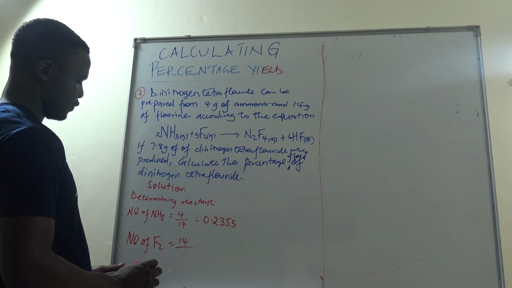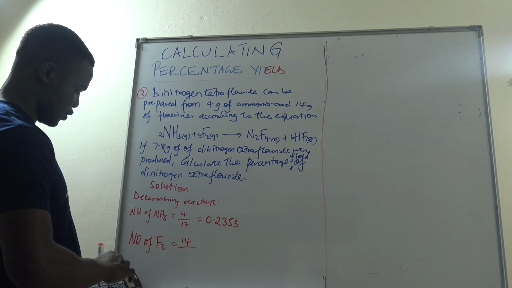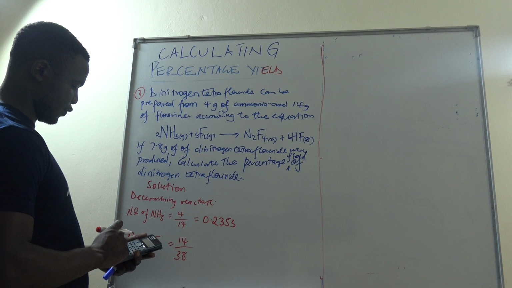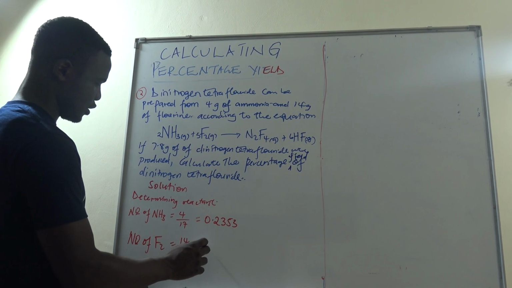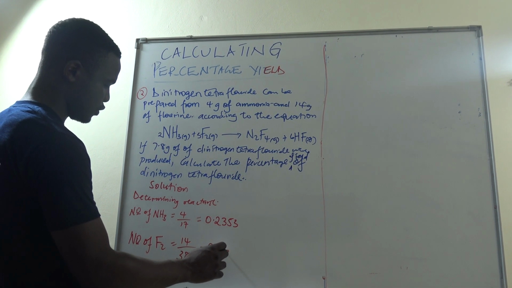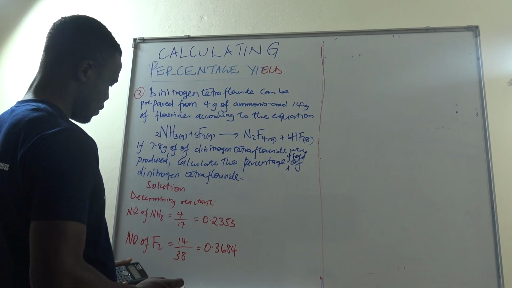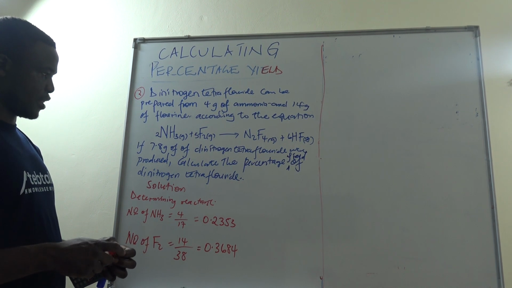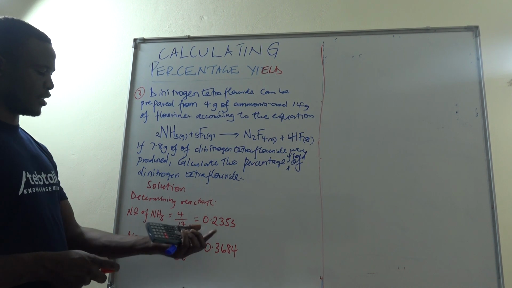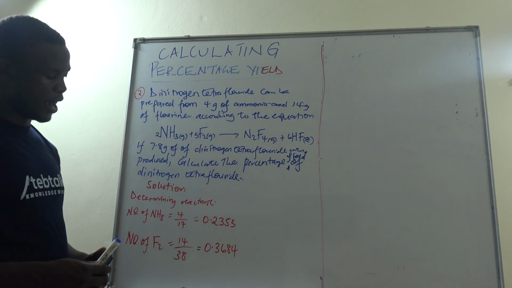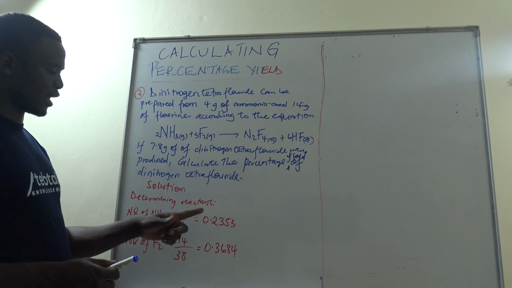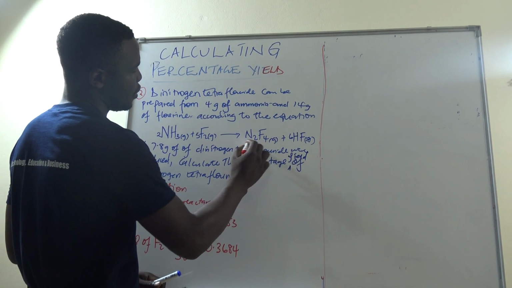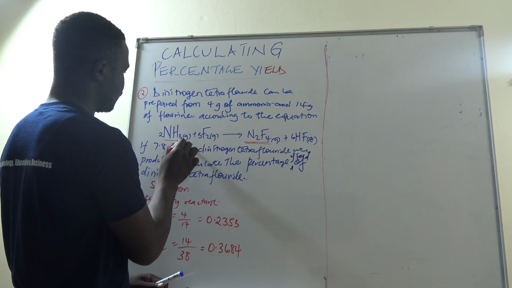Then we look at the number of moles of fluorine. They said 14 grams. Fluorine is diatomic and fluorine is number 19. So 19 times 2 gives me 38. So 14 divided by 38, I get 0.3684. Now, when you compare these two, you realize that ammonia has the least number of moles, and therefore it is the limiting reactant.